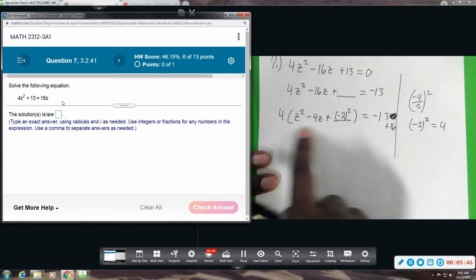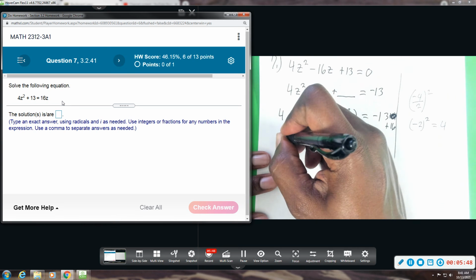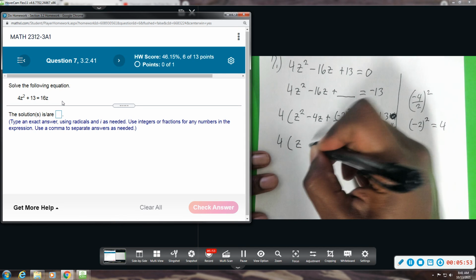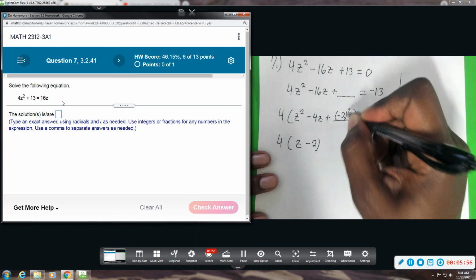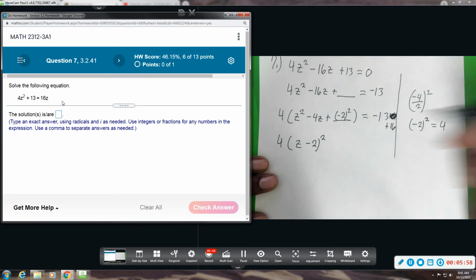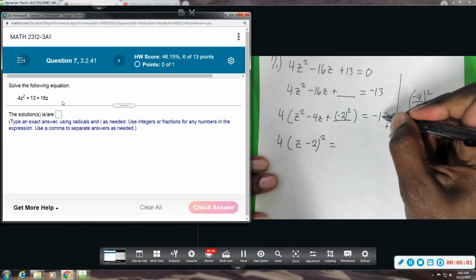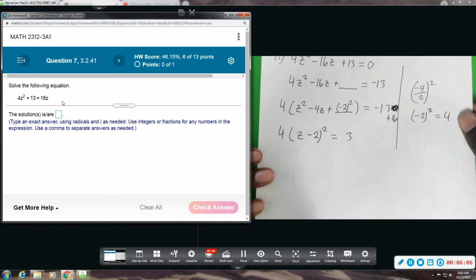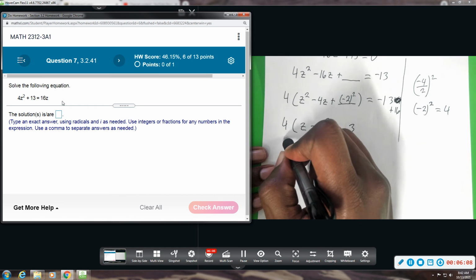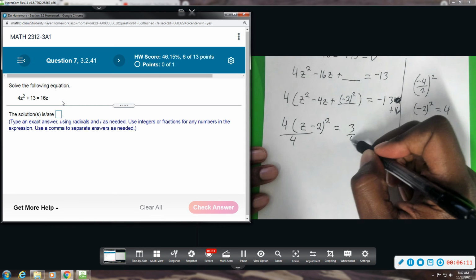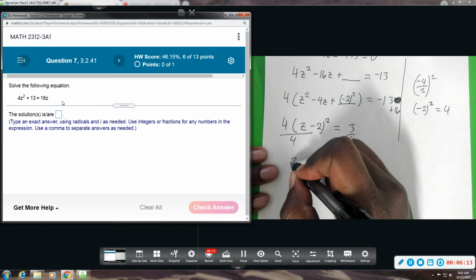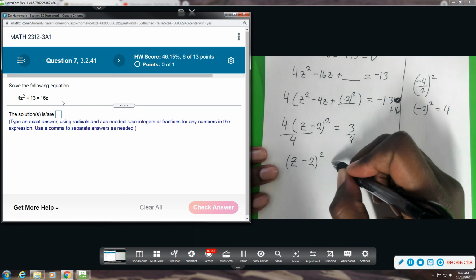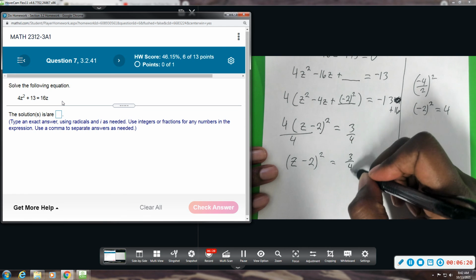So now I'm going to factor this side. I'm going to leave this 4 here. And then the shortcut is take the two squared terms, which is z and the minus 2, put those in parentheses, and the square goes on the outside. On this side, we have negative 13 plus 16, which just gives us 3. And then from here, we're going to solve. Divide by 4 on both sides. So this gives us z minus 2 quantity squared equals 3 over 4.